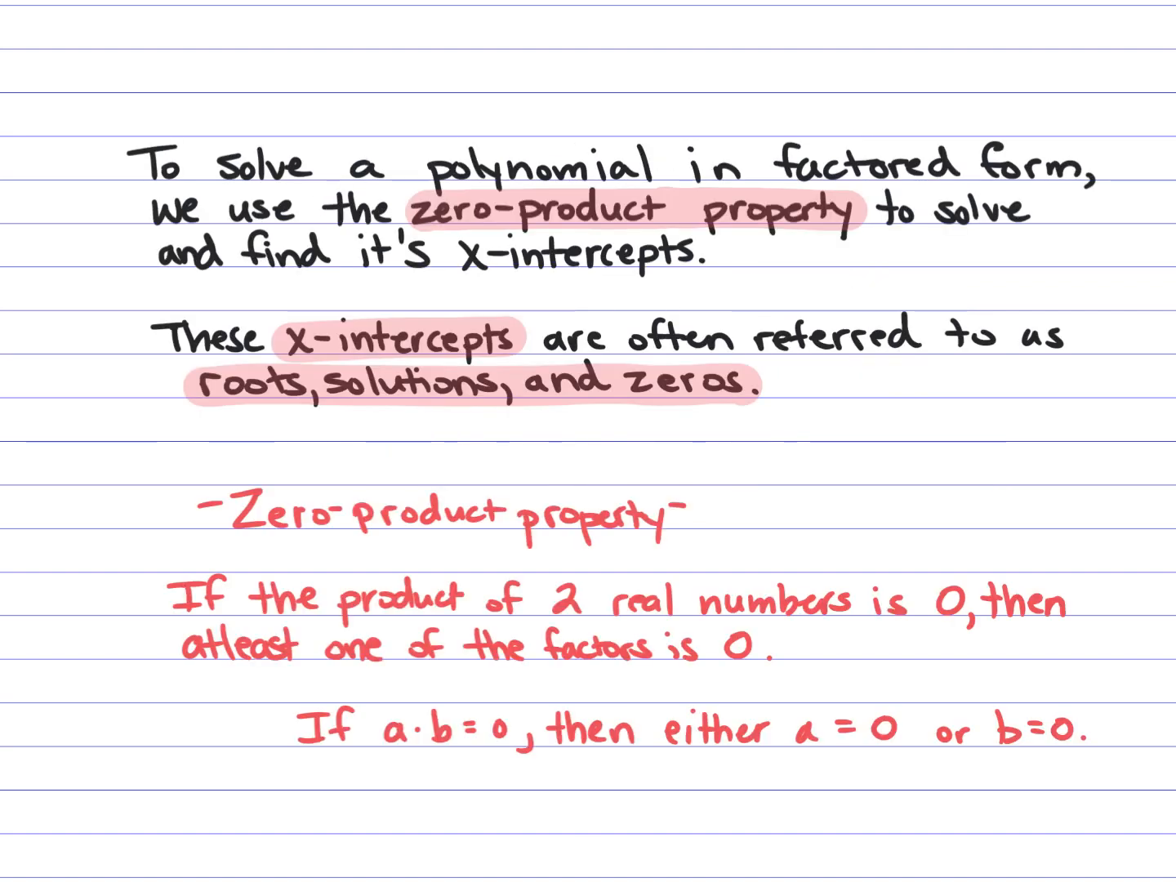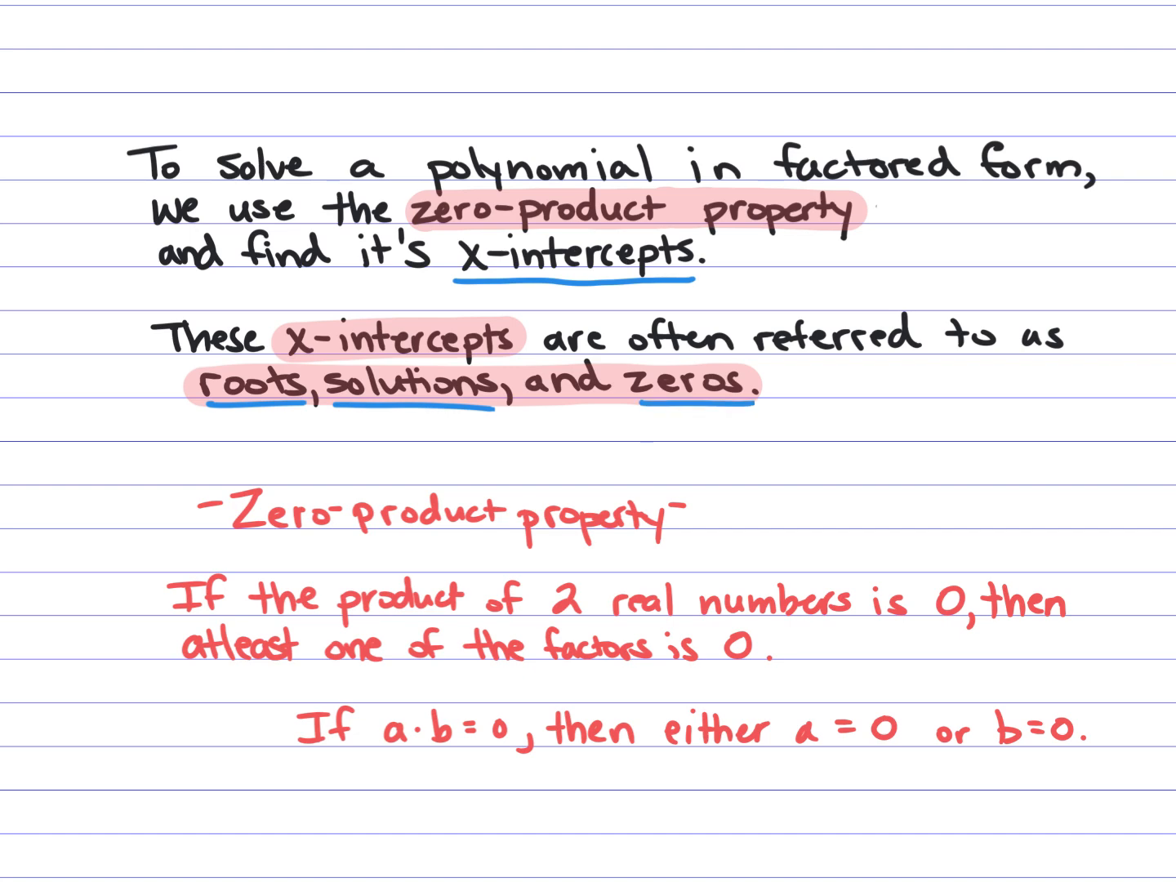To solve a polynomial in factored form, we use the zero product property. When we solve a polynomial in factored form, it gives us the x-intercepts of the graph. I just realized I had a little typo here. To solve a polynomial in factored form, we use the zero product property and find its x-intercepts. These x-intercepts are also known as roots, solutions, and zeros, all of which you do need to know.